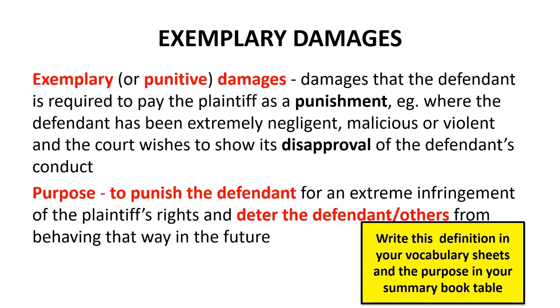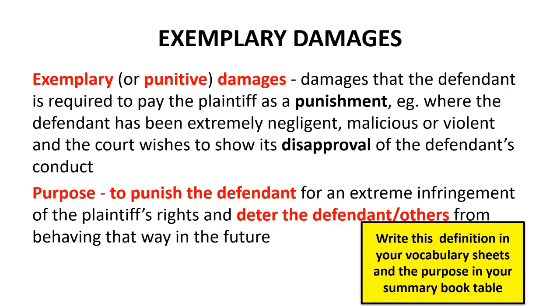An example of where exemplary damages might be awarded is where the defendant injures the plaintiff in a car accident which was caused by the defendant driving at very high speed in very wet conditions on a very dark night. If the plaintiff sues the defendant, then, in addition to being required to pay the plaintiff compensatory damages to compensate the plaintiff for the plaintiff's injuries, the court might also order the defendant to pay the plaintiff an amount of exemplary damages because the defendant was driving in an extremely negligent way.